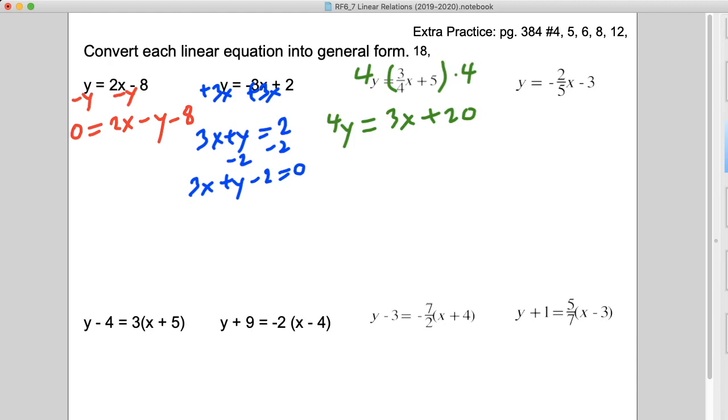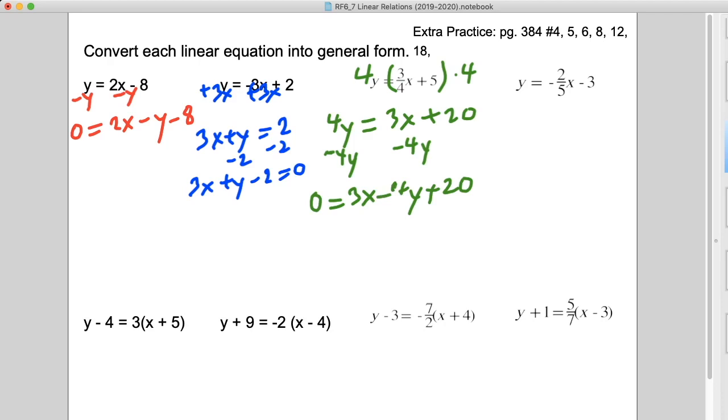Again, we have a positive 3x on the right hand side, so I'm going to keep it there. I'm going to move that 4y towards the right hand side. I'm going to do that by subtracting 4y from both the left and the right side, and I'll have 0 is equal to 3x minus 4y plus 20.